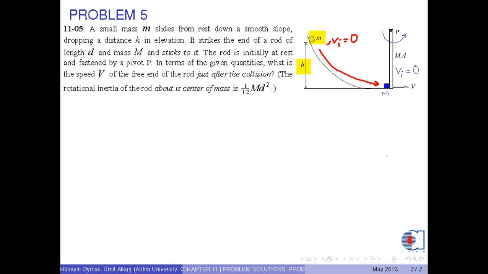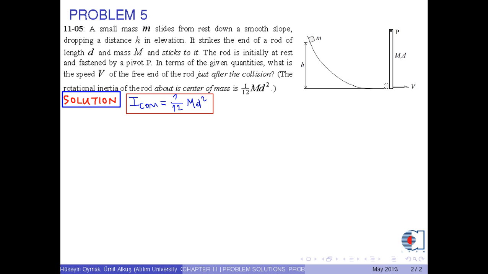In terms of the given quantities, what is the speed V of the free end of the rod just after the collision? The rotational inertia of the rod about its center of mass is 1/12 times M times d squared. Okay, we are only given the rotational inertia of the rod about its center of mass as 1/12 times M times d squared.